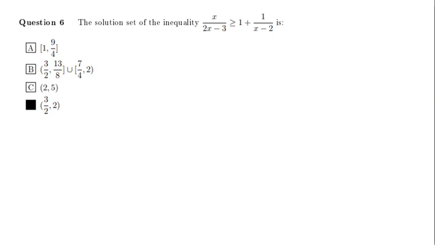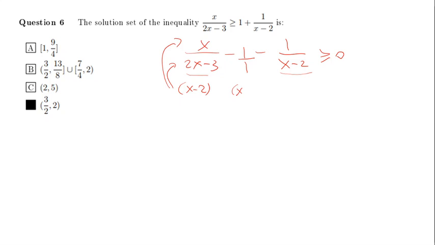Okay, let's solve this inequality. The first thing we have to do is write it in standard form. We will write this as a single fraction, so we have to make the denominators the same. Here you see there are different denominators. We can make a common denominator by multiplying this one with x minus 2, this one with both x minus 2 and 2x minus 3, and this one with only 2x minus 3.